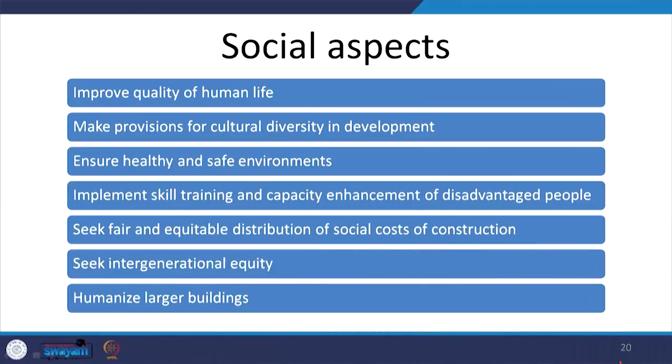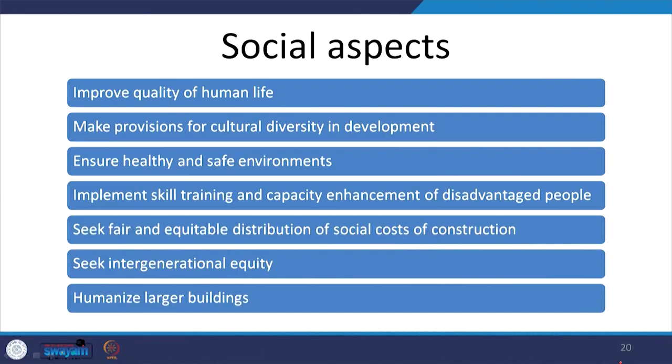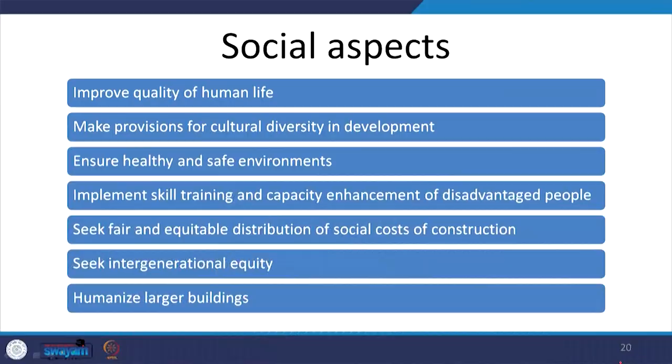So, when we are looking at social aspects, we have to look at some basic points. First is to improve the quality of human life, by providing a better thermal environment, a better visual, better aesthetic environment, and a peaceful environment acoustically, and overall as a life experience of that building. We have to make provisions for cultural diversity in development. Now, that may at times seem a little out of the domain of an architect when he is designing buildings, but wherever there is a possibility of making provisions for cultural diversity, we have to allow that, we have to enable that.